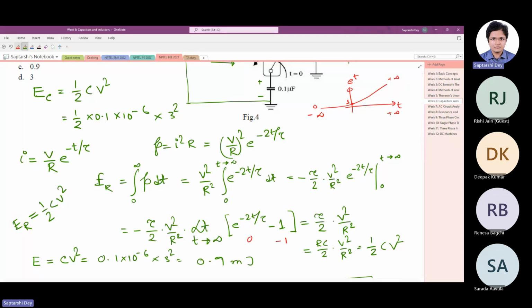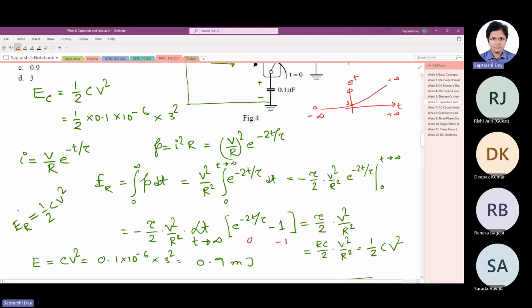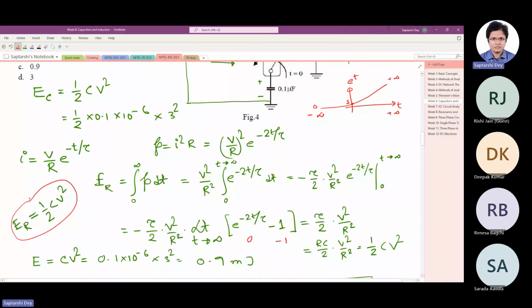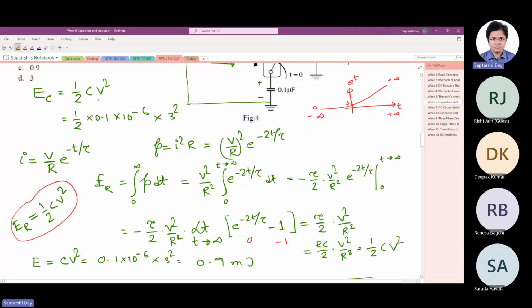Okay, you remember this observation. I find this quite interesting, that the energy stored in the capacitor is half CV squared, whereas the energy lost in the resistor is also half CV squared.